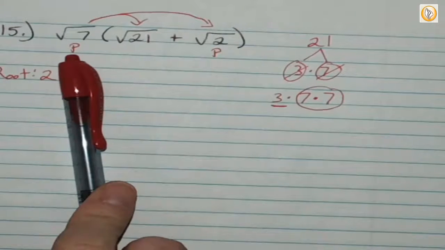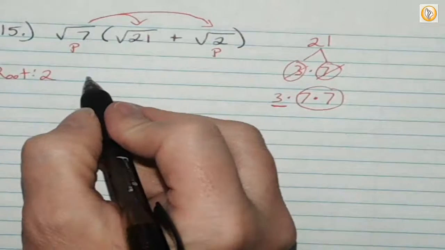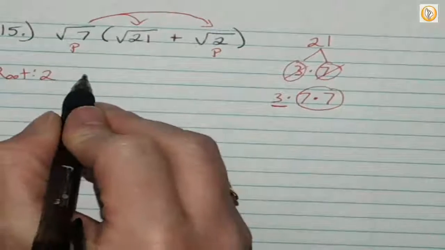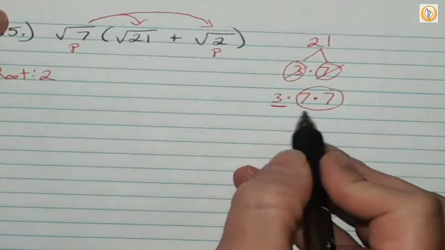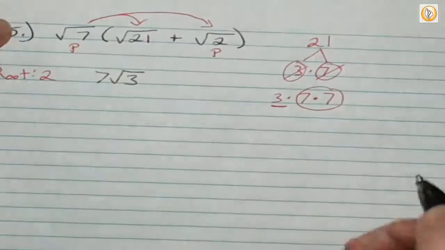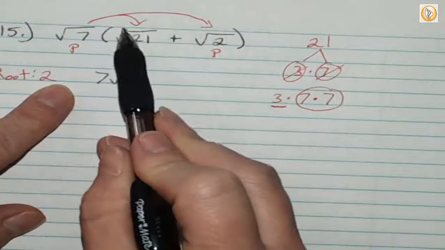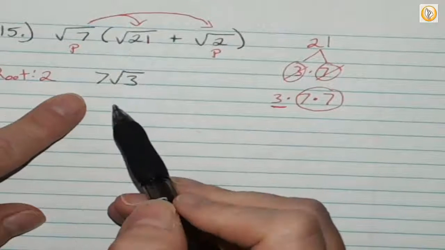So for the square root of 7 times square root of 21, Sophia, wake up. What is the answer? Franz. What's the answer? What goes to the outside and what goes to the 7 inside? 7 outside, 3 inside. Okay. That is the answer for square root of 7 times square root of 21. Does everyone see that?